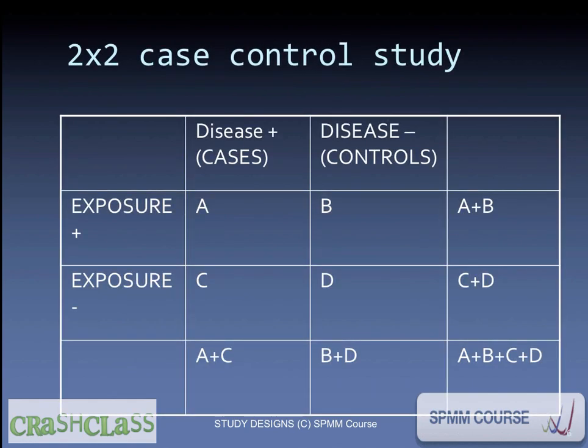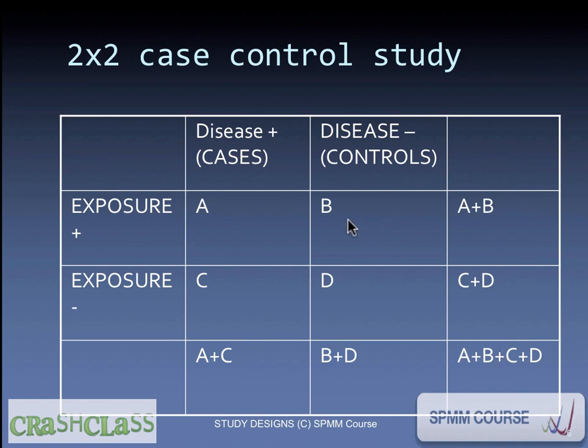Okay, now we have a 2x2 table for a case control study. How do we do a 2x2 table for a case control study? Please try to follow the same style that I use. In the first column, I always write exposure present, exposure absent. And on the top row, I write cases and controls. In other words, disease present, disease absent. And then you can fill in A, B, C, D, so on and so forth.